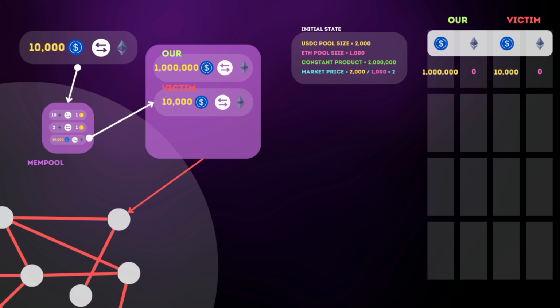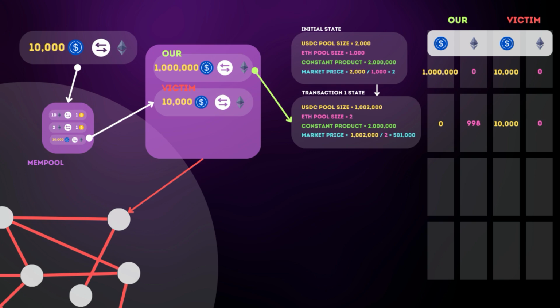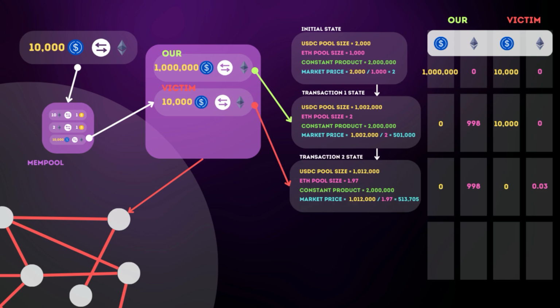If this gets validated, then we would receive around 998 Ethereum, leaving only 2 Ethereum and 1,002,000 USDC in the pool, and causing the price to change to around 501,000 Ethereum USDC. The catch here is that our victim already signed the exchange. Although he signed when the price was at 2, we now have changed the price to 501,000. However, his transaction can still be validated and passed through.